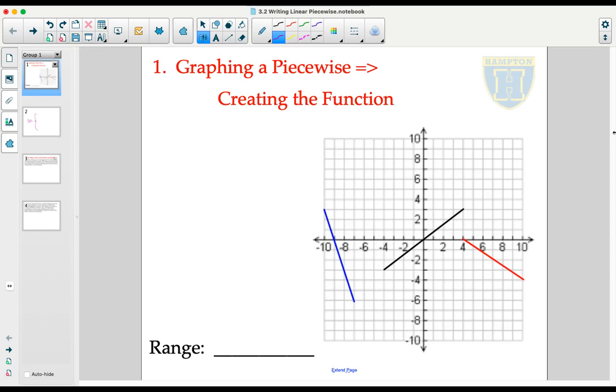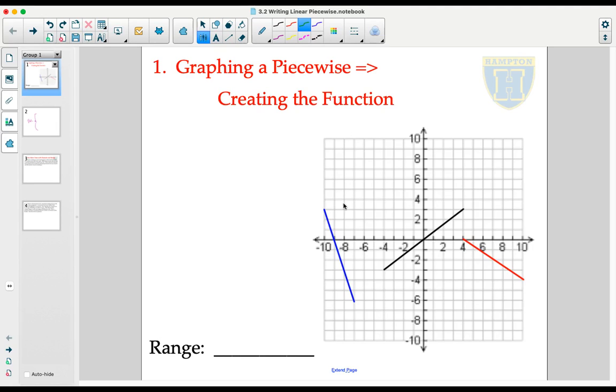Creating the equation of a piecewise function from a given graph will require the same skill set as if we just had a regular function that was not in a piecewise form. In this example, we have three separate pieces that make up this function.